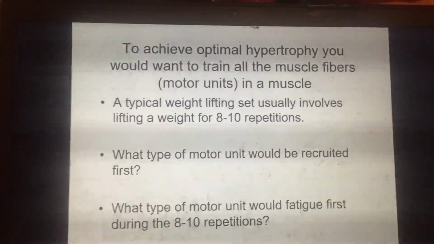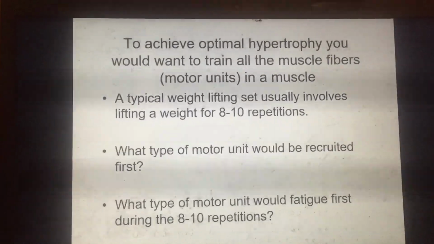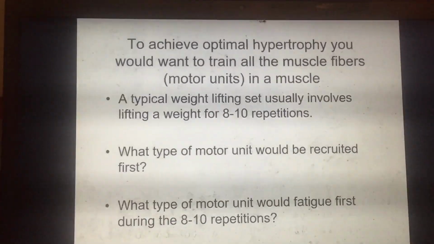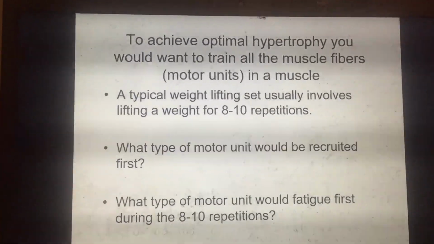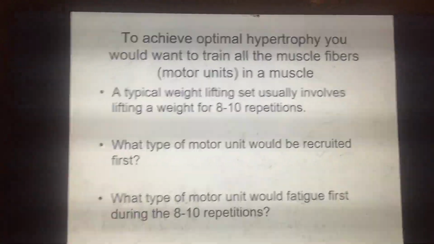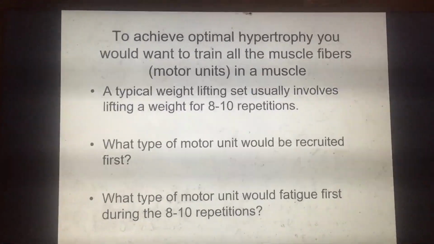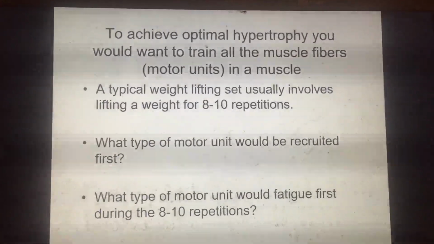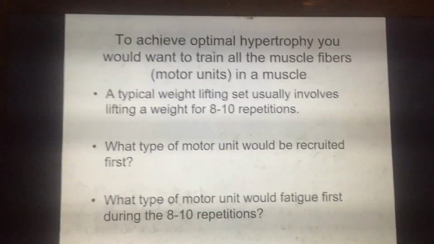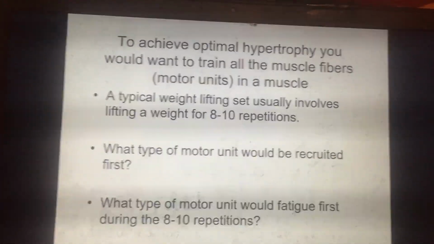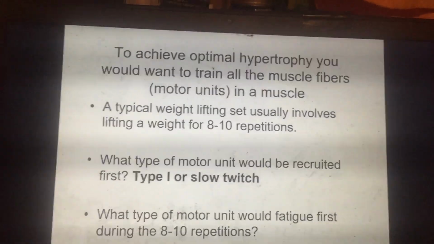So to achieve optimal hypertrophy, you want to train all the muscles or muscle fibers or motor units in a muscle. So a typical weightlifting set usually involves lifting a weight for about 8 to 10 repetitions. The question here is what type of motor unit would be recruited first, and then what type of motor unit would fatigue first during the 8 to 10 repetitions. So the type of motor unit that would be recruited first is your type 1 or slow twitch fibers.